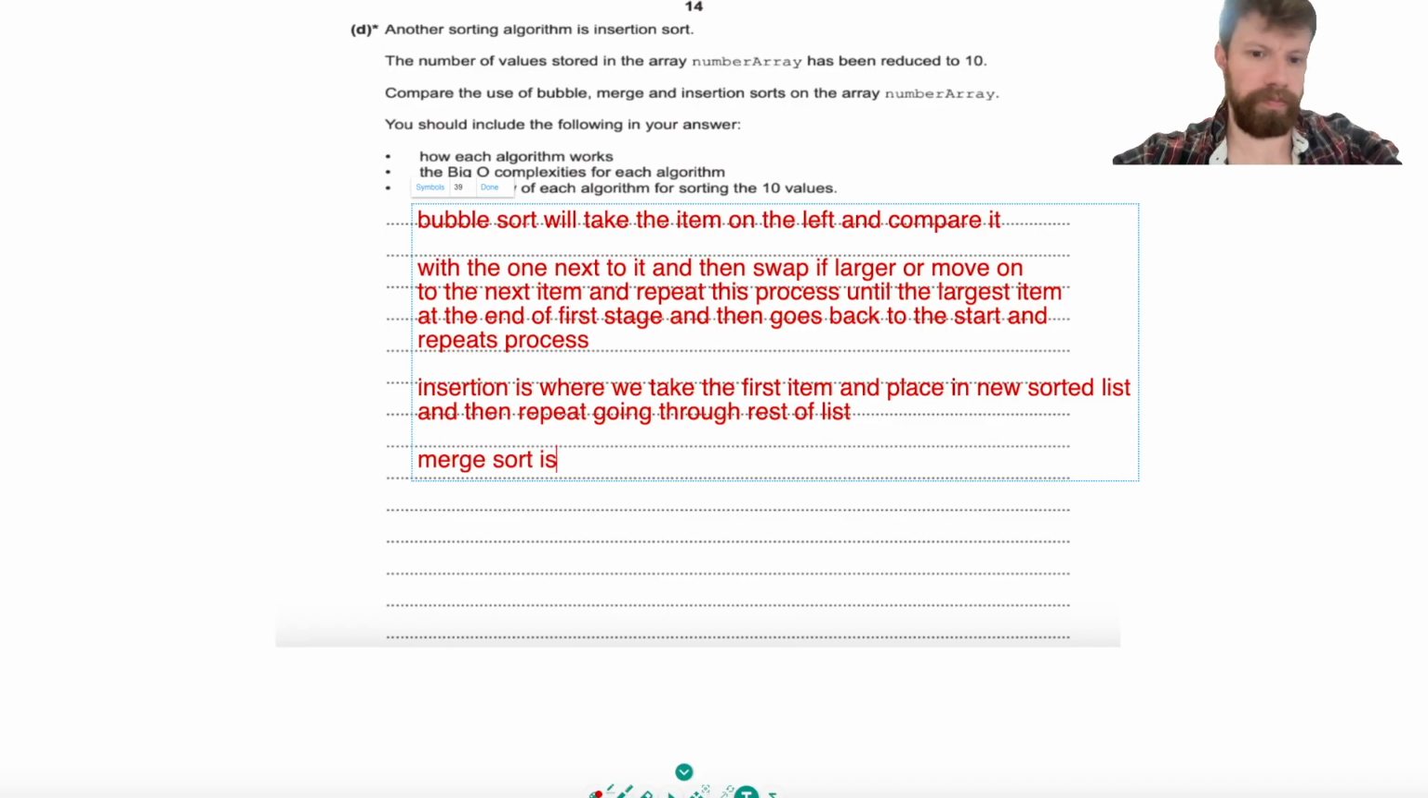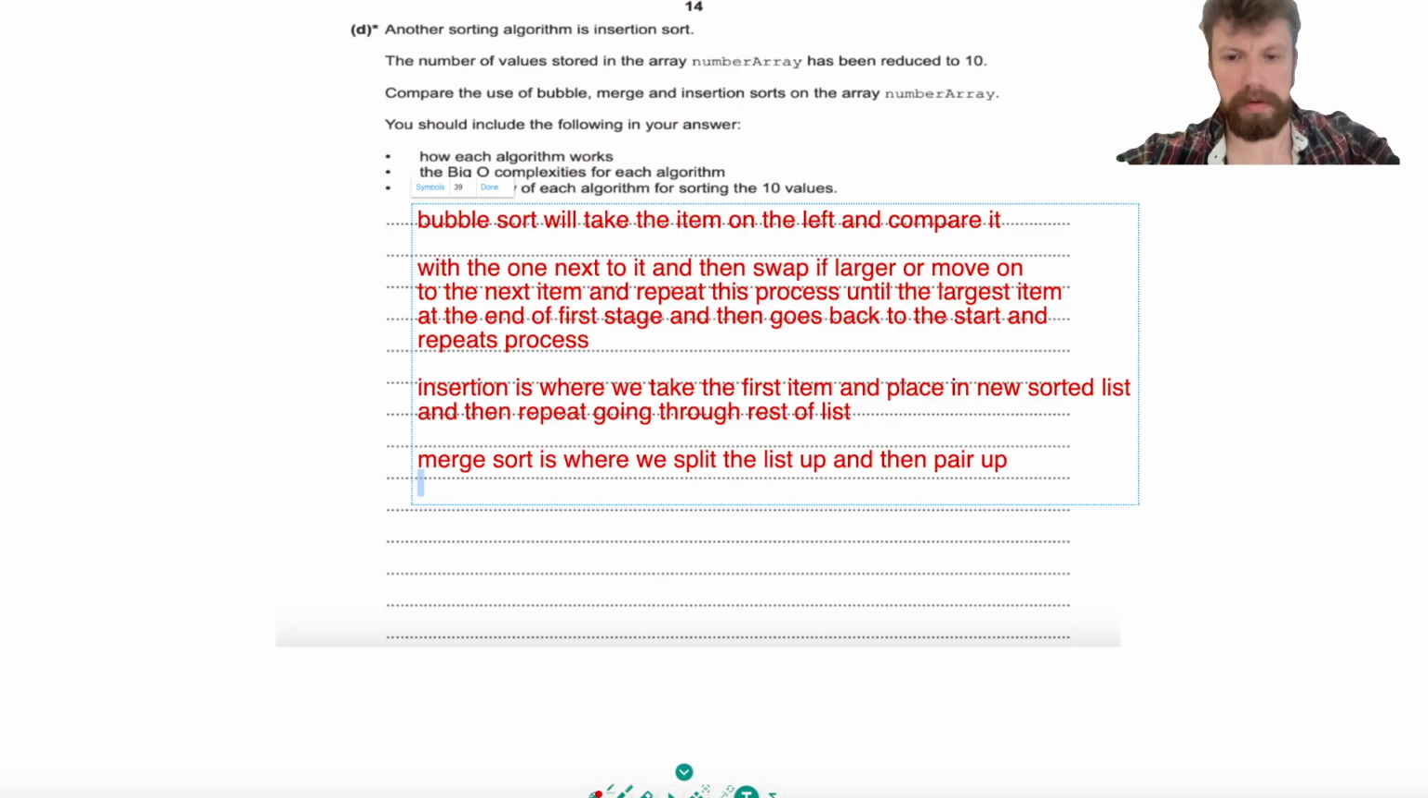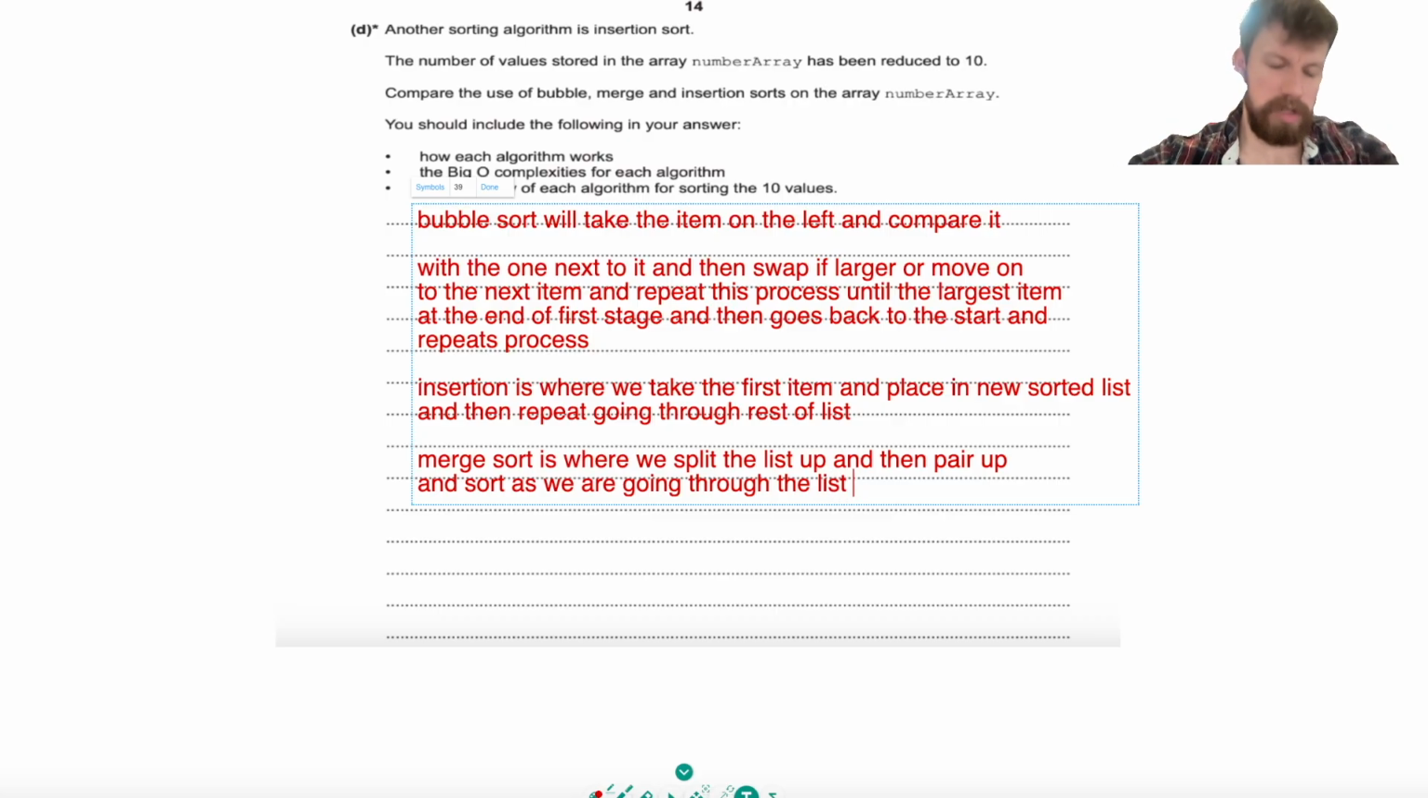Merge sort, where we split the list up and then pair up and sort as we are going through the list. Okay, so I'm just describing, just making sure that they understand that I actually know what each of those sorts are.